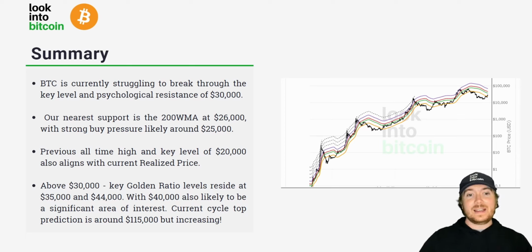And above $30,000, we can look to the key golden ratio levels that reside at $35,000 and $44,000. We also, as we discussed, could see $40,000 likely being a significant area of interest due to it being a fairly psychological round number and the technical factors we discussed before. And also looking at the price forecast tools, we could say that the current cycle top prediction may be around $115,000, but this is likely to increase. So hopefully even higher prices.